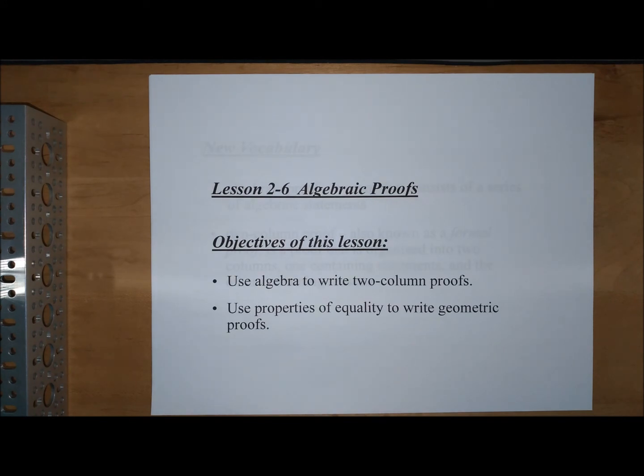In this lesson, we're going to use algebra to write two-column proofs. I'm going to introduce this idea. We're going to define this and see what this means. And we're going to use properties of equality, things that we learned in Algebra 1, to first write algebraic proofs and then show that we can use that same idea to get into geometric proofs.